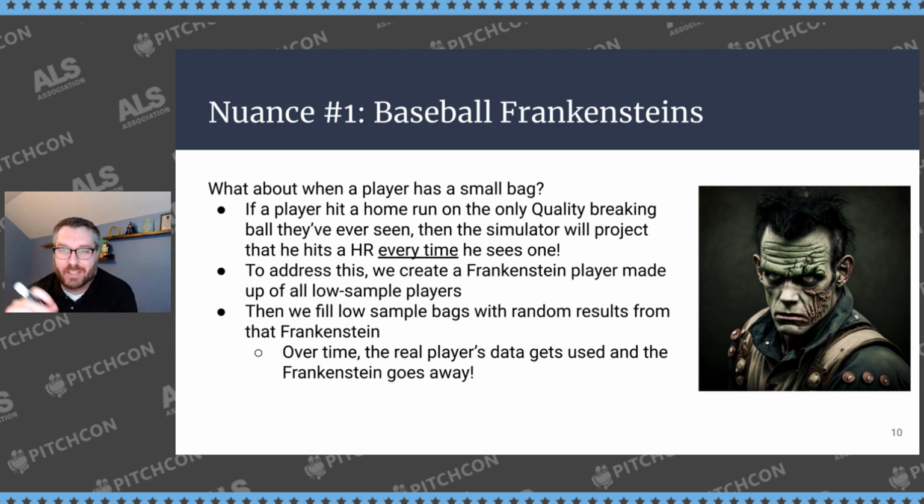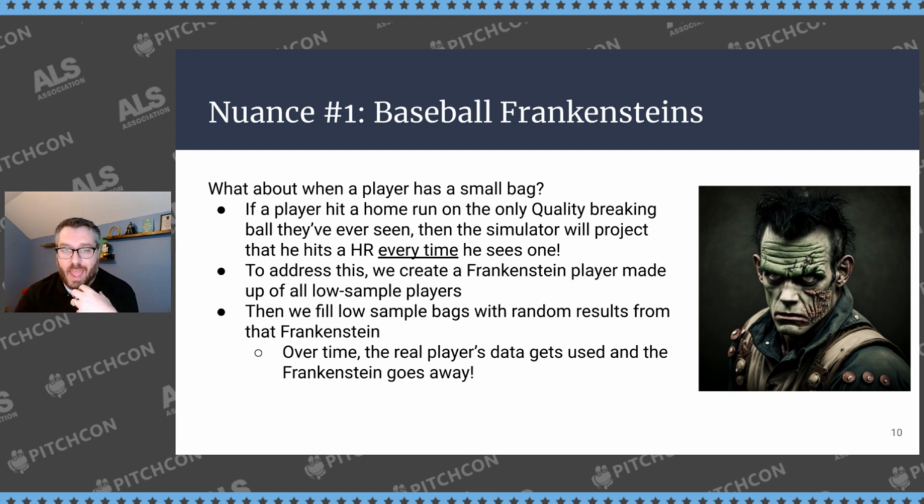Well, if you put that into our simulator, then the simulator is going to say, okay, every time he sees a quality breaking ball, he hits a home run, which we know is not true. There's just not enough sample there. So to address this, we created a baseball Frankenstein made up of all low sample players. You take every player who has seen less than, I think it's 20 pitches, and we create them. So now we have one player with a ton of sample size that's made up of that group. Then we fill each player's bags with pitches from that Frankenstein.